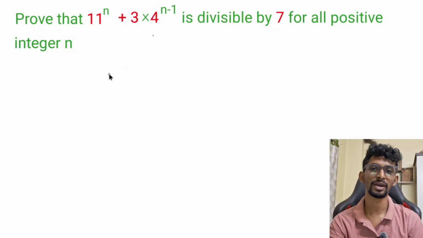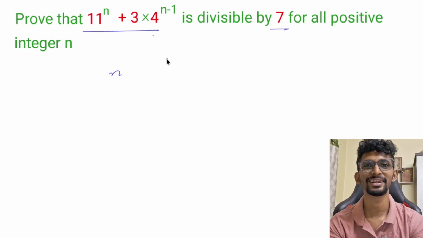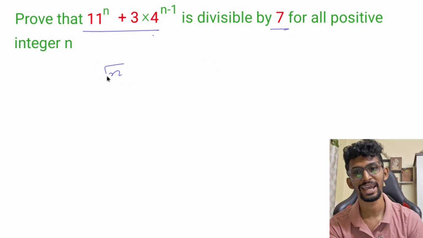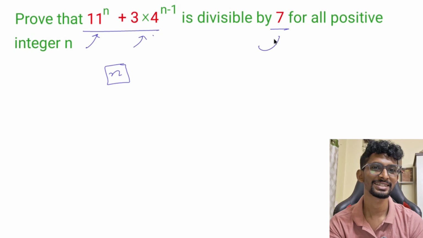Pick any positive value of n. I bet this expression is divisible by 7, no matter how big the value of n is. Let's see how these two terms team up and make an expression which is divisible by 7.